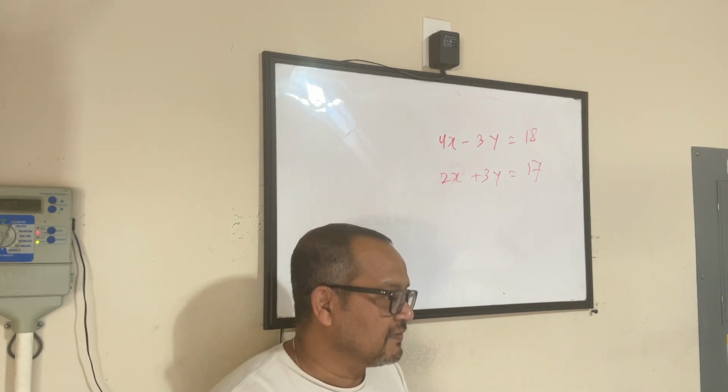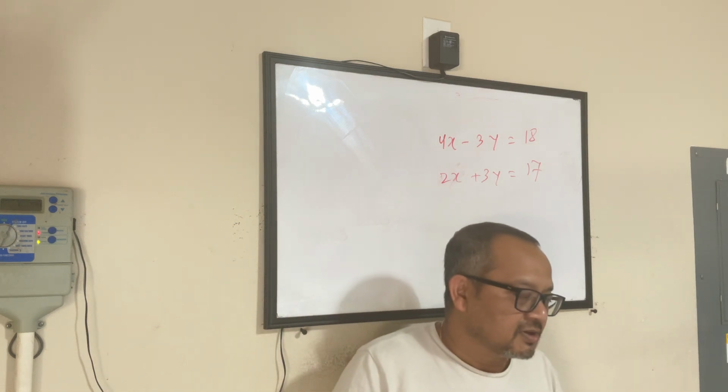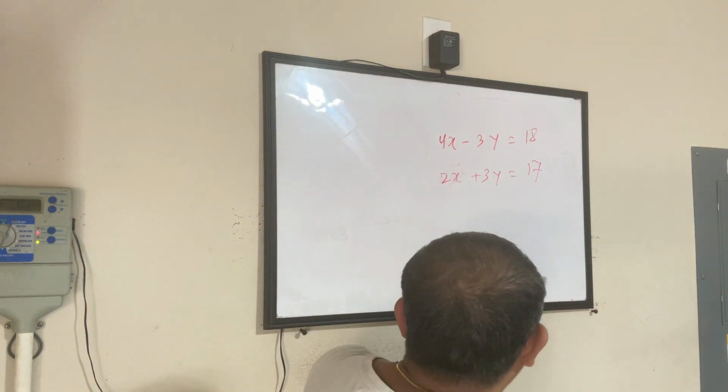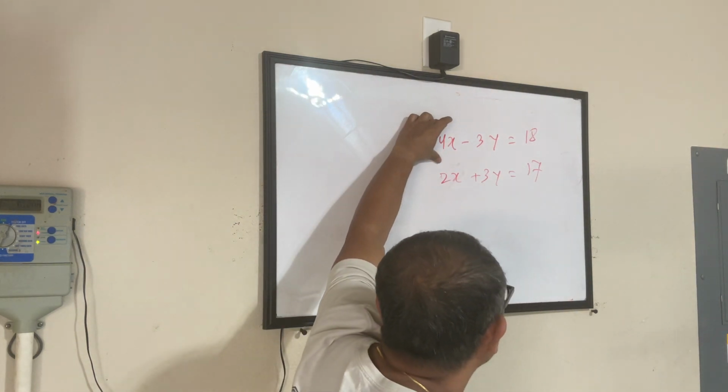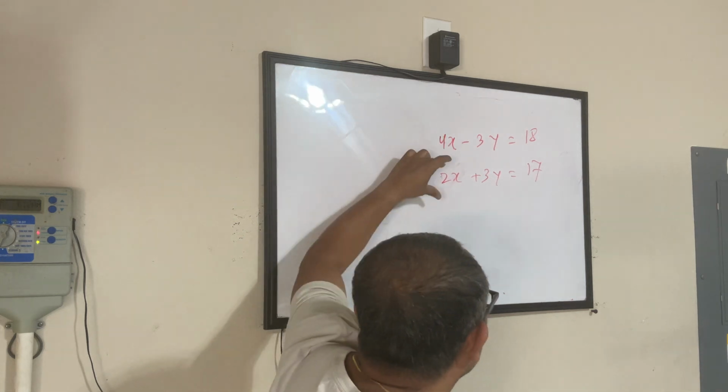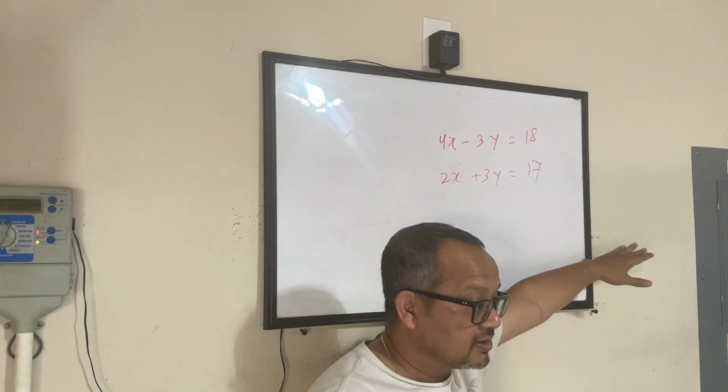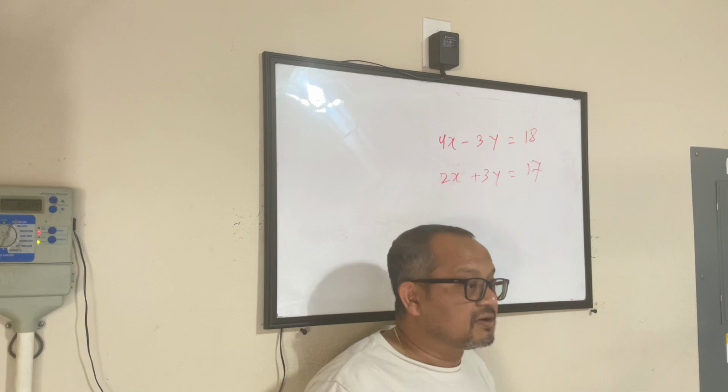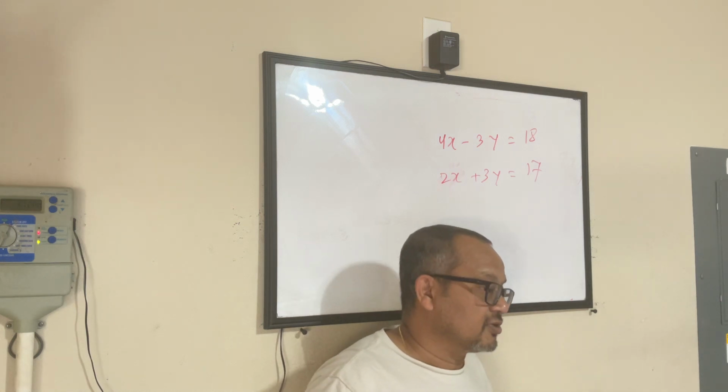Arav, I will not even listen to you. Can you please read the second equation? Okay, 4x minus 3y equal to 18. 2x plus 3y equal to 17. And I would want everybody to solve it and then we will talk, okay?